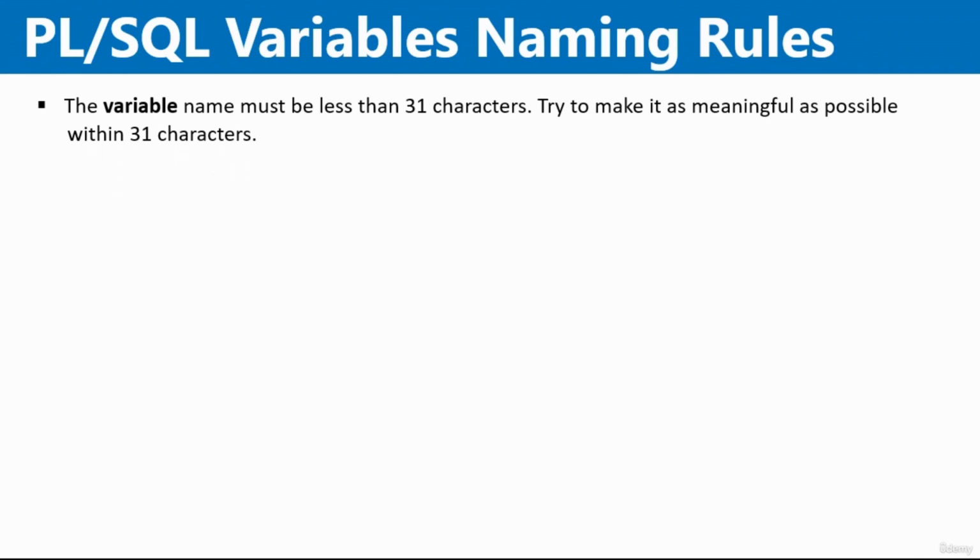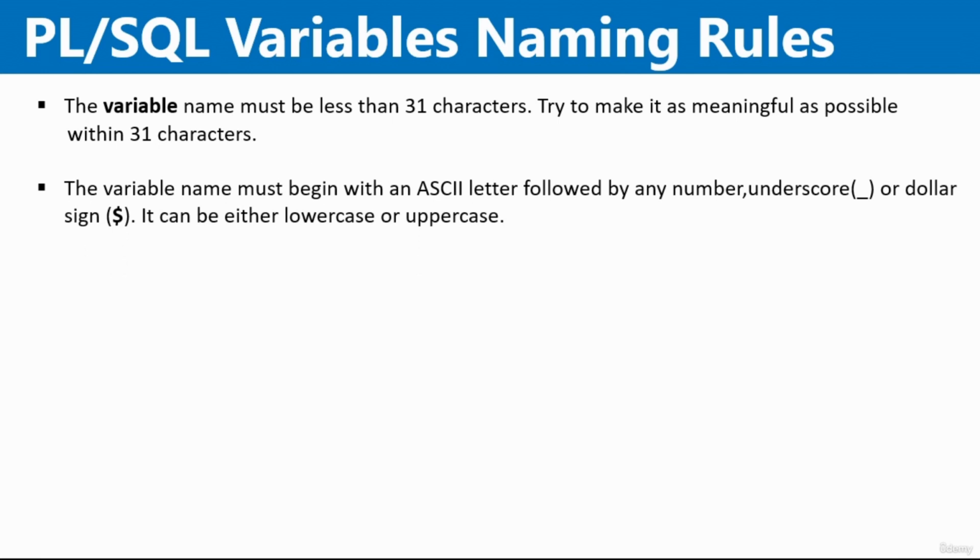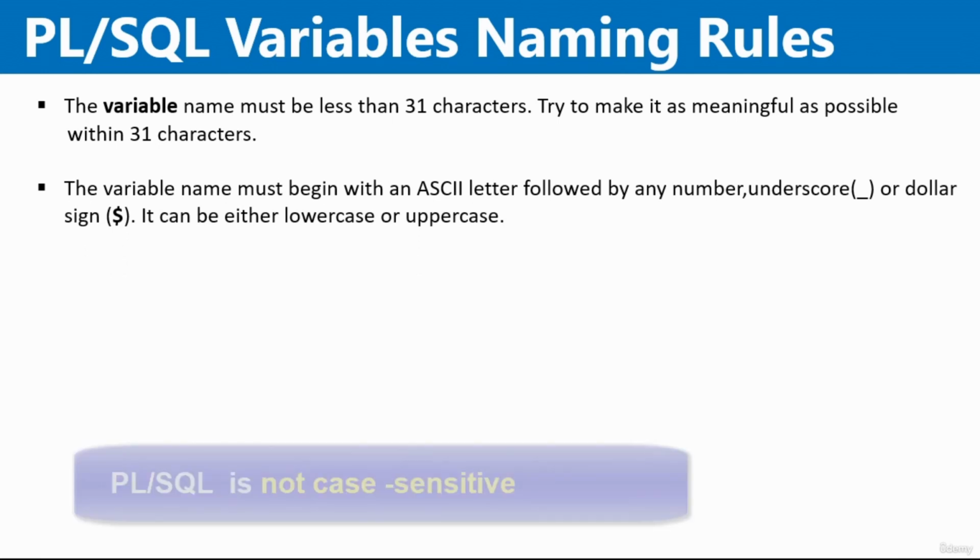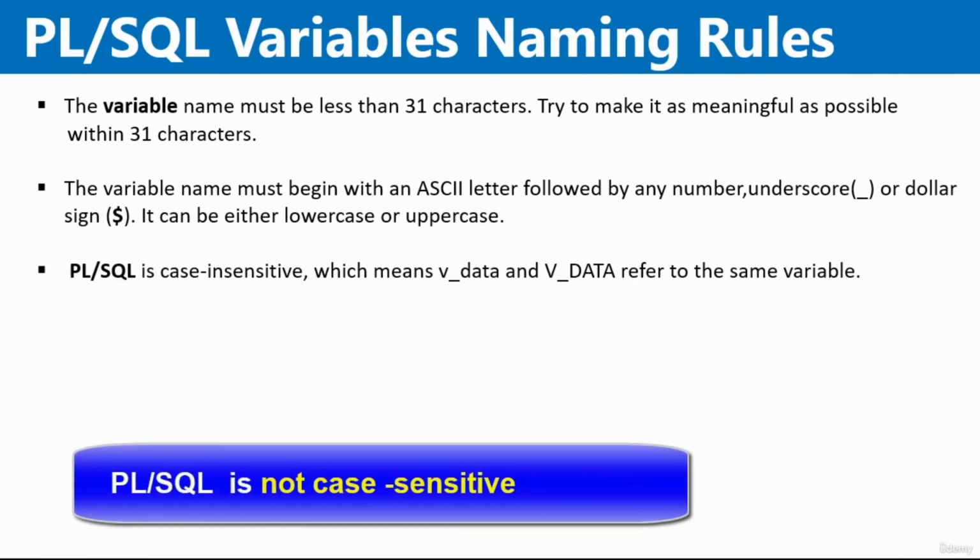A variable name must begin with an ASCII letter followed by any number or an underscore. It can also be followed by a $ sign. It can either be lowercase or uppercase. SQL is not case sensitive. So for example, if you have a variable named lowercase v underscore data and you refer to it with uppercase V underscore capital DATA, you're referring to the same variable.